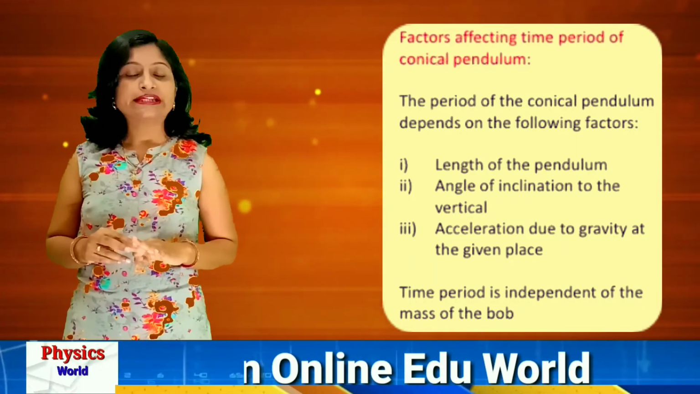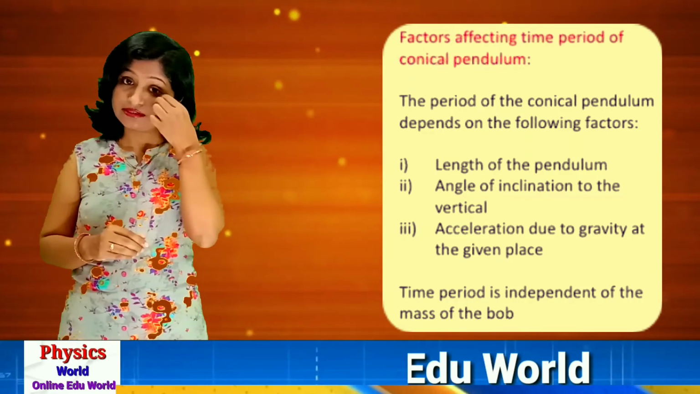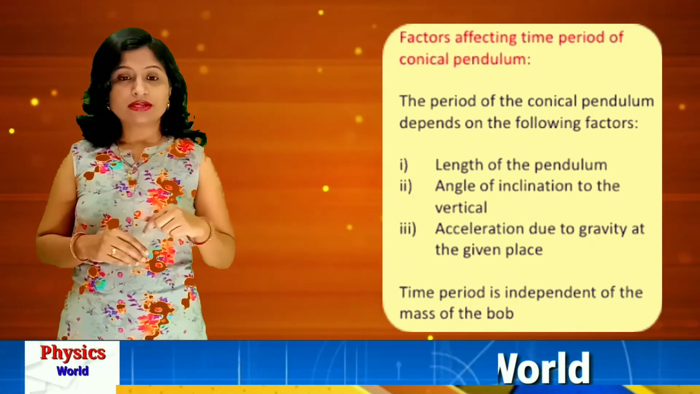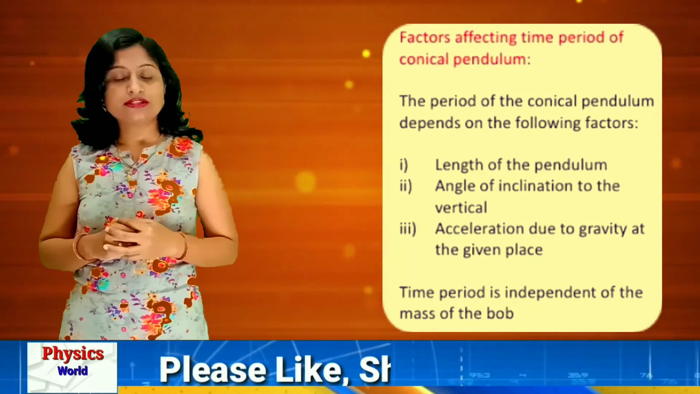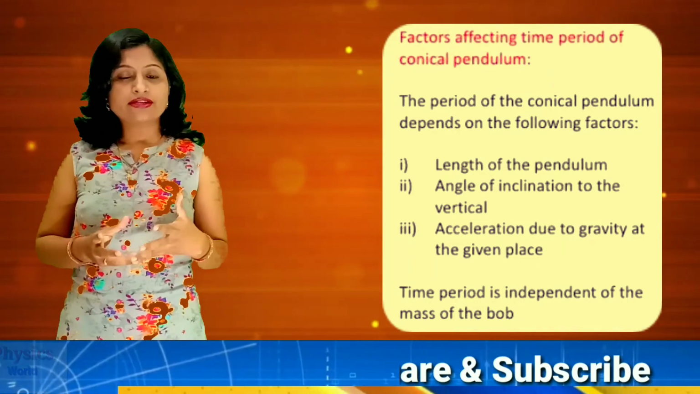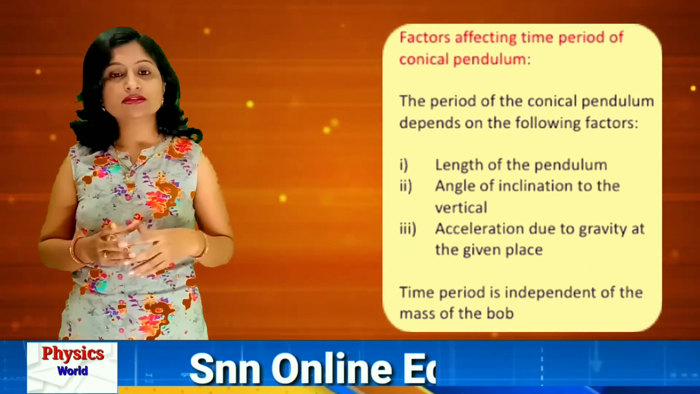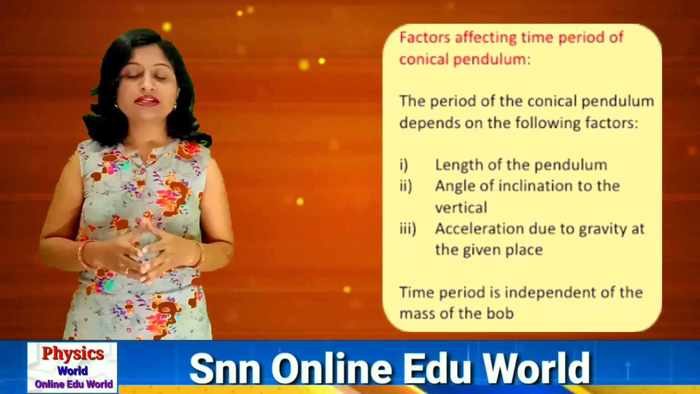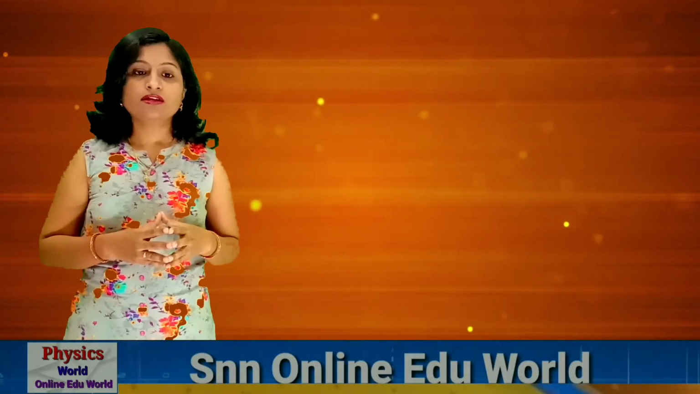Okay, if we increase the length of the pendulum, that is the length of the thread, then there is a change in time period. If the angle made by the conical pendulum changes, the time period will change. If the value of acceleration due to gravity differs at different places and we conduct this at different places, then we get a different time period. So these are the factors which can affect the time period. Okay, so this is about the conical pendulum.